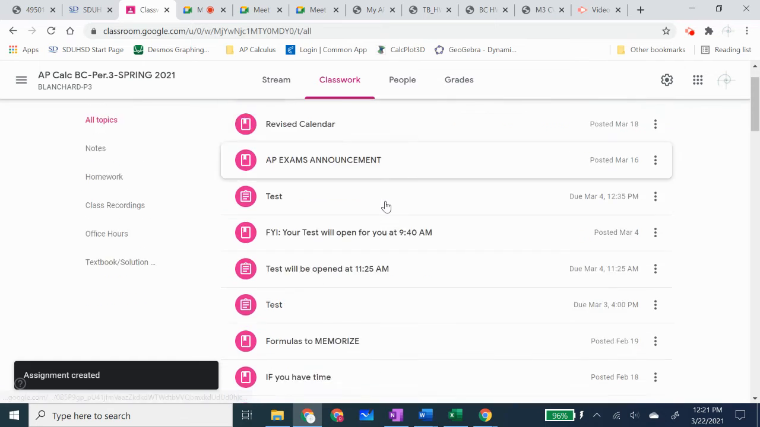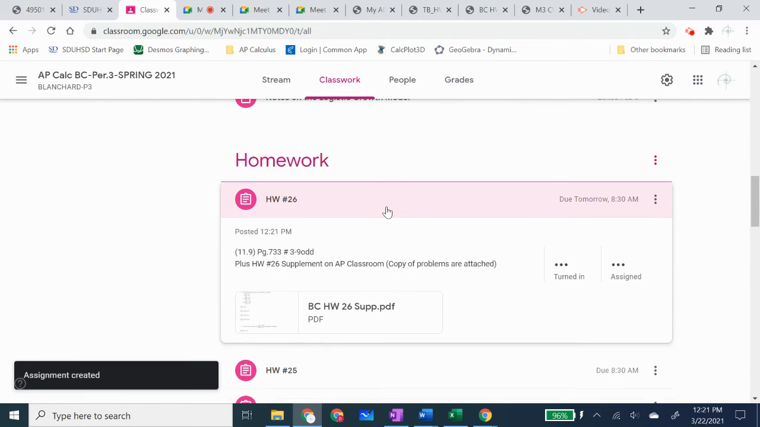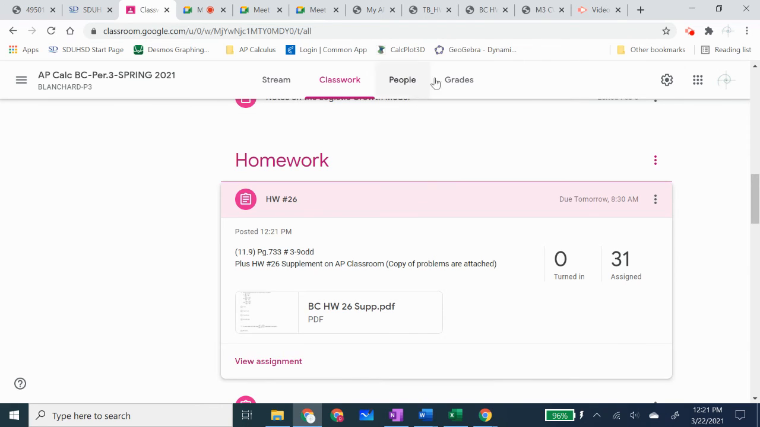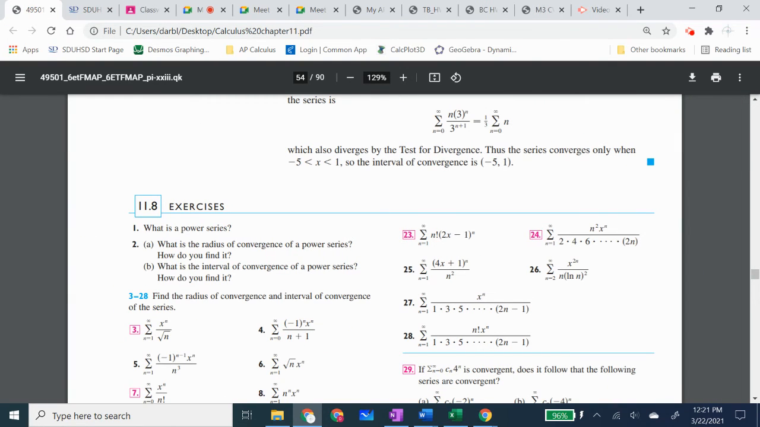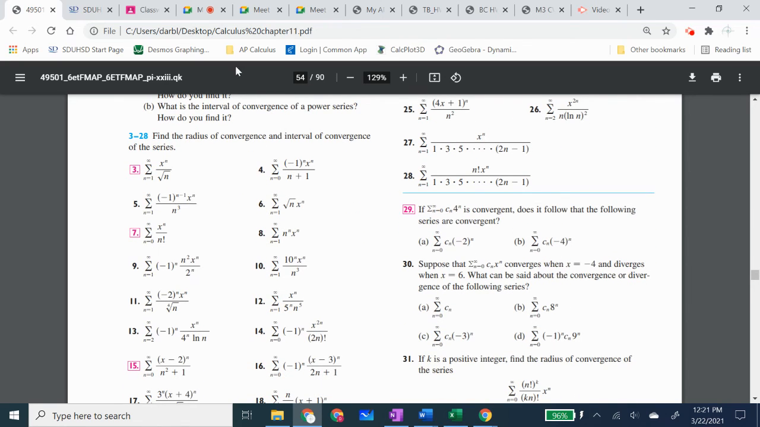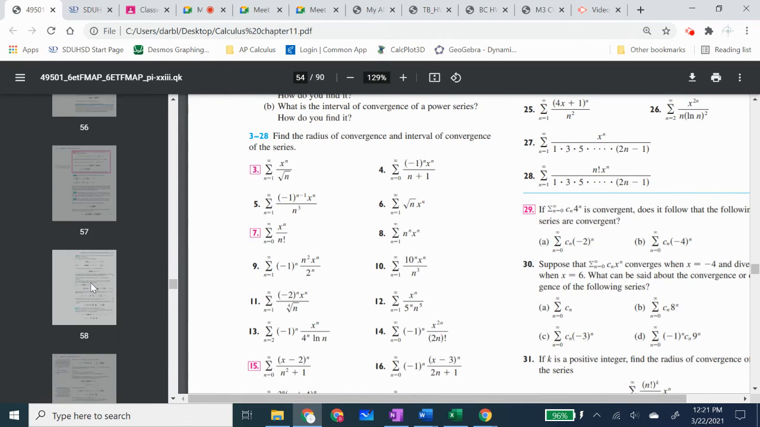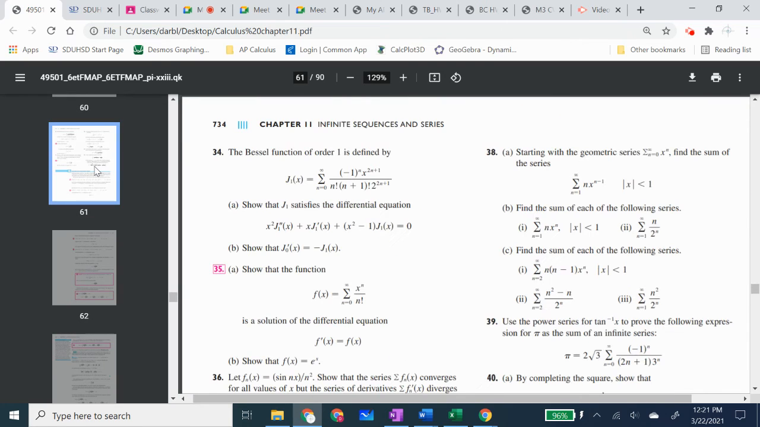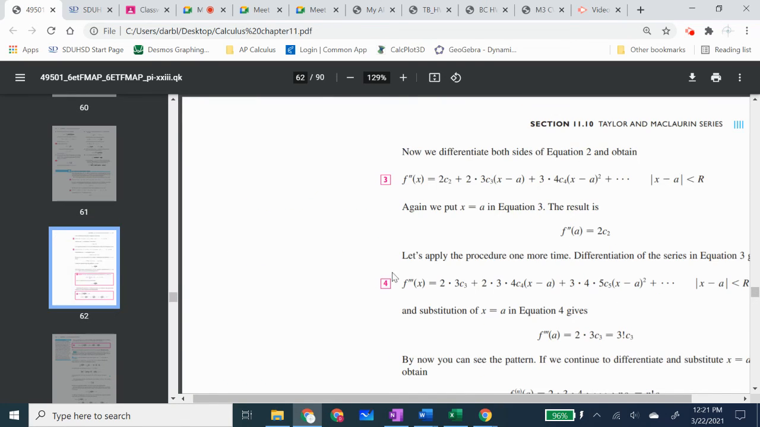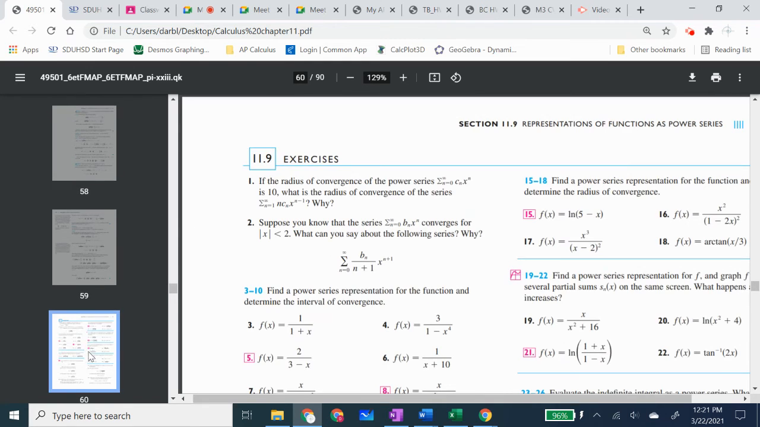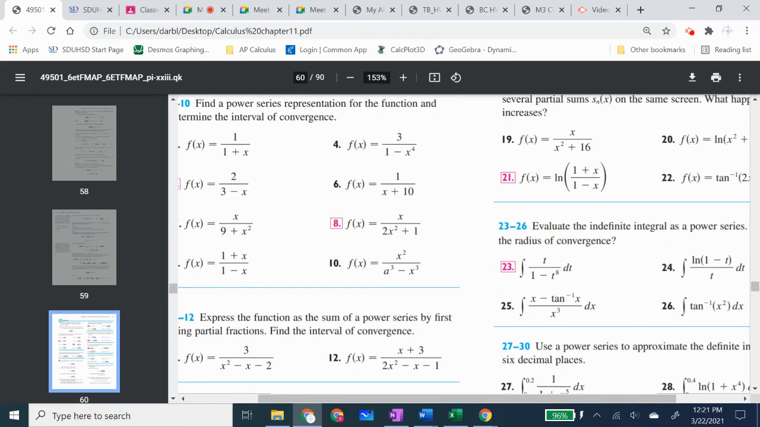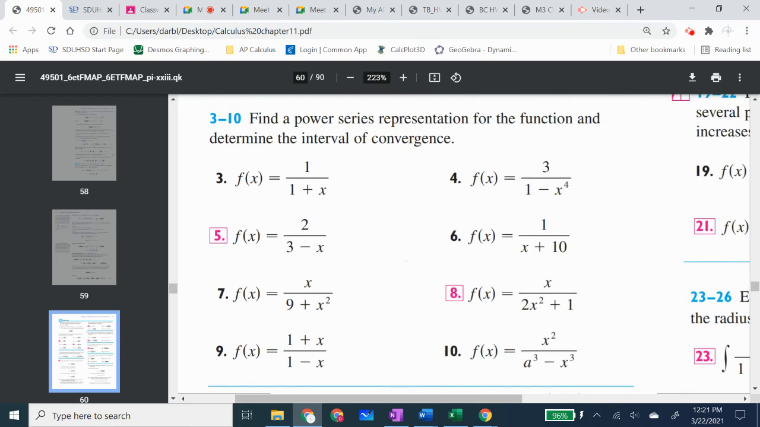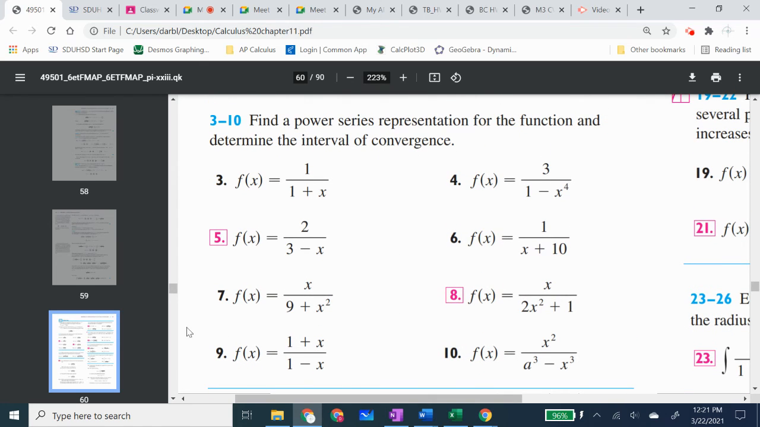All right, so homework just got posted. And one of the things is going to be from the textbook, 3 through 9 odd. So let me go over to the textbook and point out to you what that is. You're going to be doing these odd problems, 3 through 9 odd.